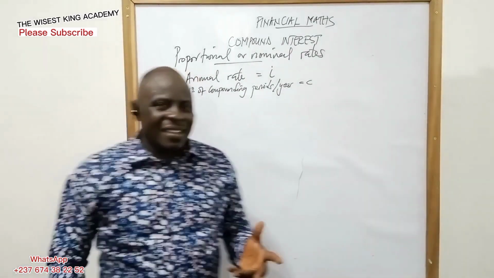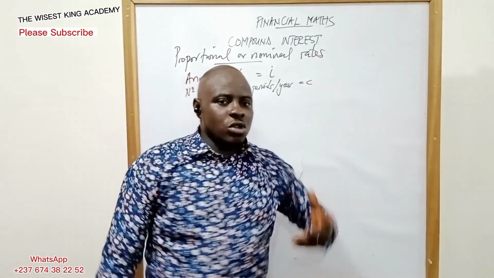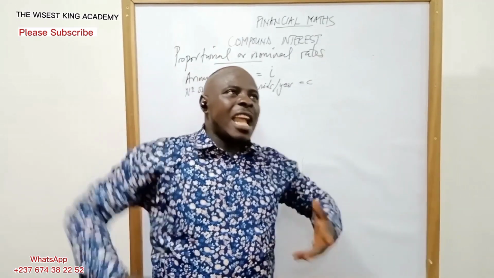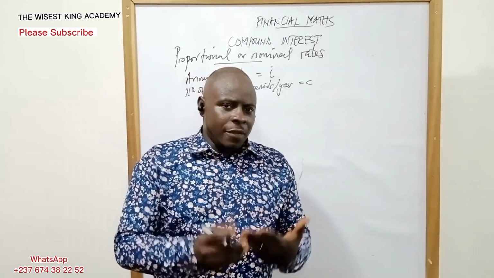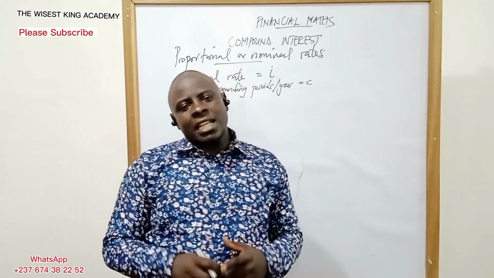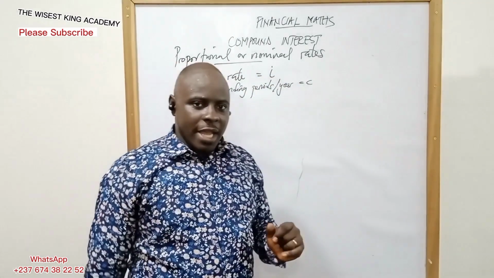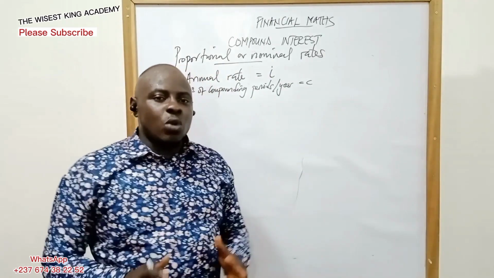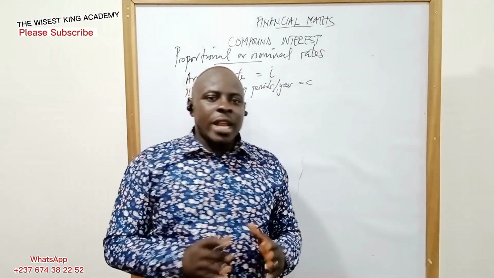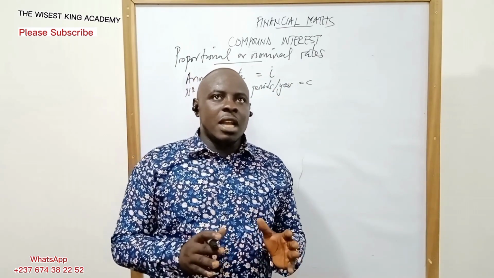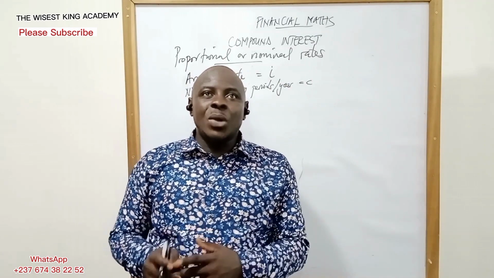What does this mean? It means if interest is calculated 12 times per year, C is equal to 12. If interest is calculated every semester, that's 2 times per year, C is equal to 2. If interest is calculated 4 times per year, that's every term, every quarter, or every trimester, C is equal to 4. Now, we can calculate the proportional semi-annual rate or semester rate. We can also calculate the proportional quarterly rate. We can also calculate the proportional monthly rate.